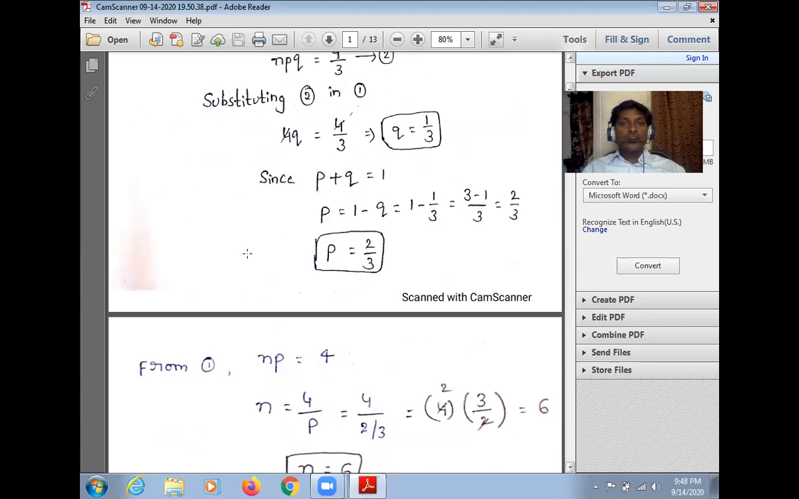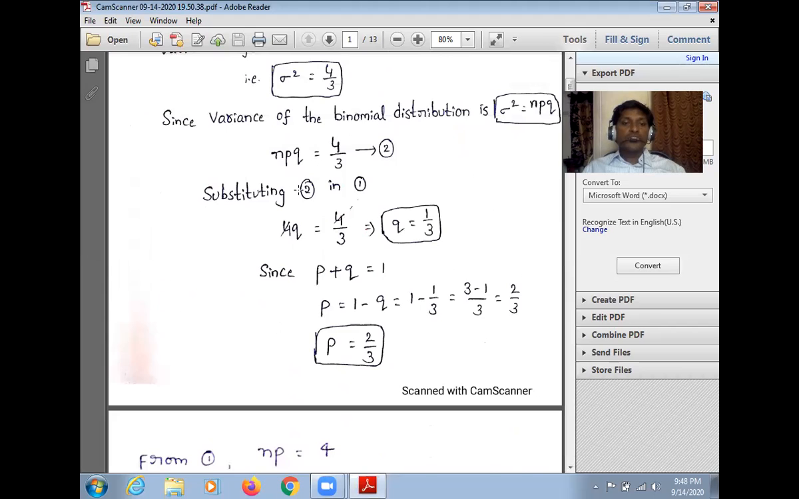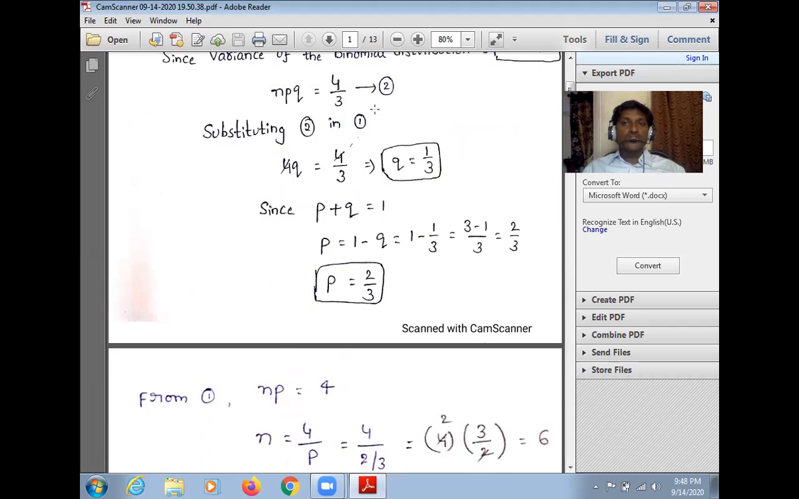Next, here npq is equal to 4 by 3. Now we call this equation 2. Now coming to the next step, we substitute equation 2 in equation 1. Why? Because we are going to calculate the values of p, q and n, since for calculating P of X greater than 1 we require those values. Equation 1 is nothing but np, so np is equal to 4.